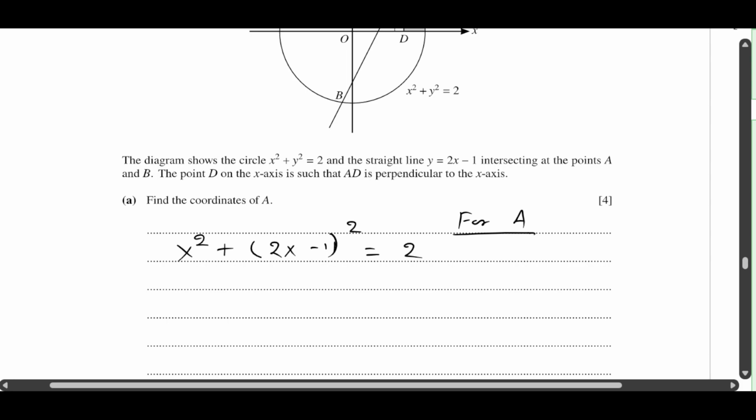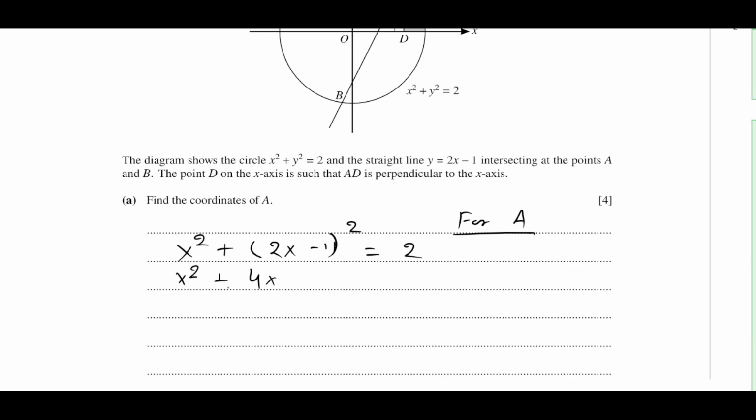So here I will get x square plus 4x square minus 4x plus 1 equal to 2. So 4x square plus x square is 5x square minus 4x minus 1 equal to 0. So from this we will get the value of x.